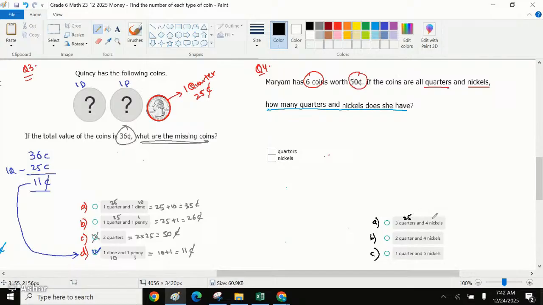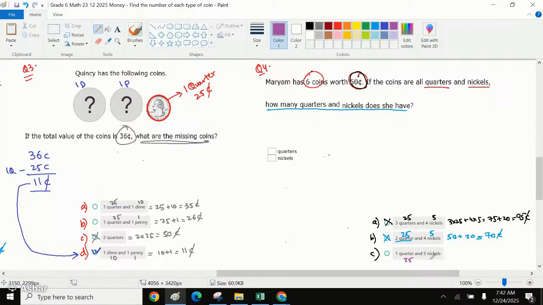3 quarters. This is 25. Nickel is 5. 3 into 25 plus 4 into 5. 75 plus 20, that is 95 cents. This is impossible because she only had 50 cents. The next option, 2 quarters and 4 nickels. That means 2 quarters is already 50. 50 plus 20, that should be 70 cents. Can it be 70 cents? No. Let's look at the last one.